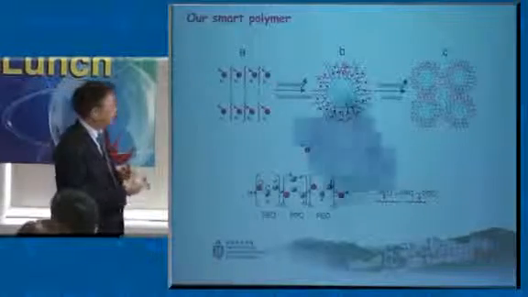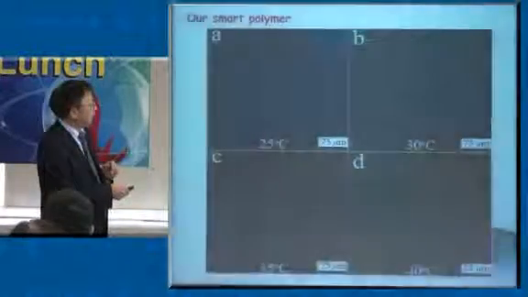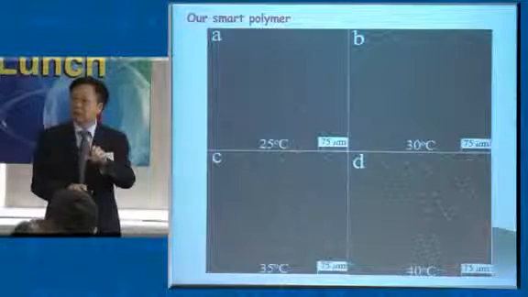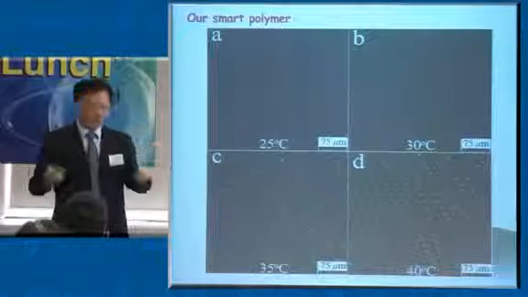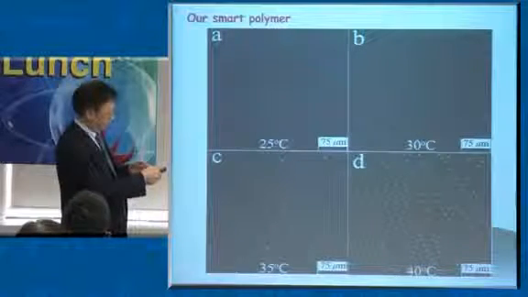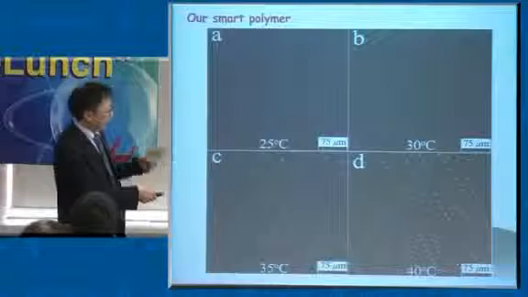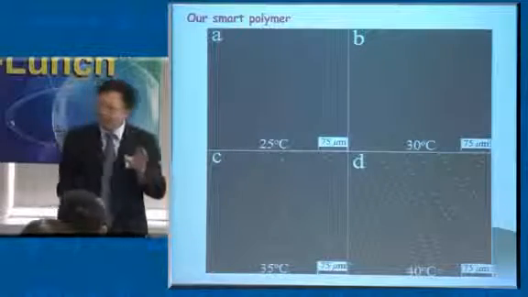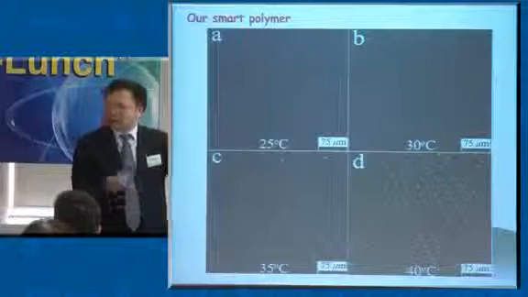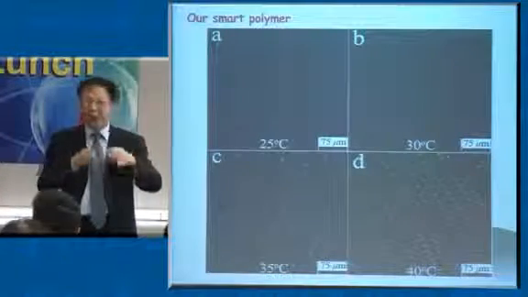You can see here at low temperature, the polymers are large, free chains. With increasing temperature, they become small particles. If the particle size is comparable with the wavelength of light, you can see scattering. That's why it becomes optically opaque.